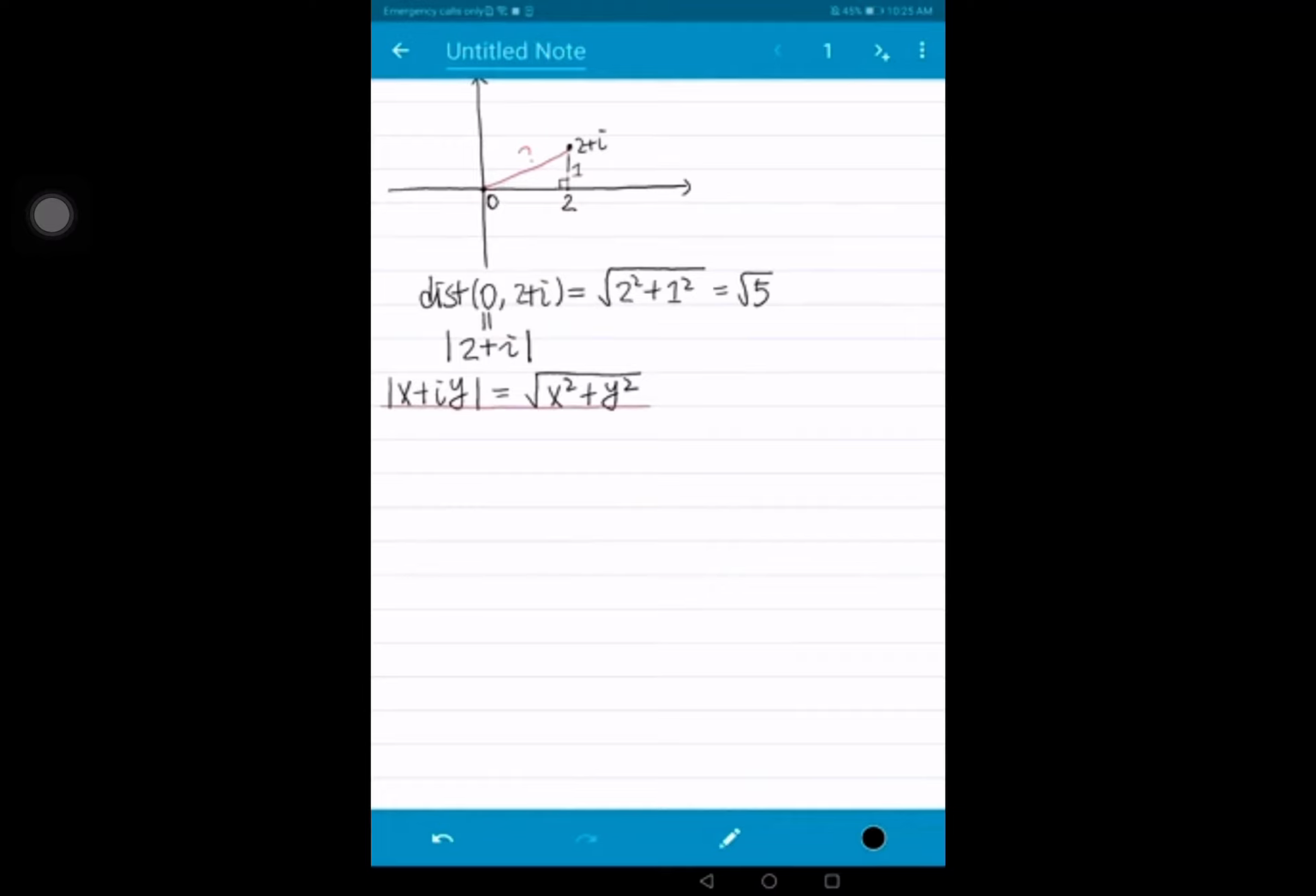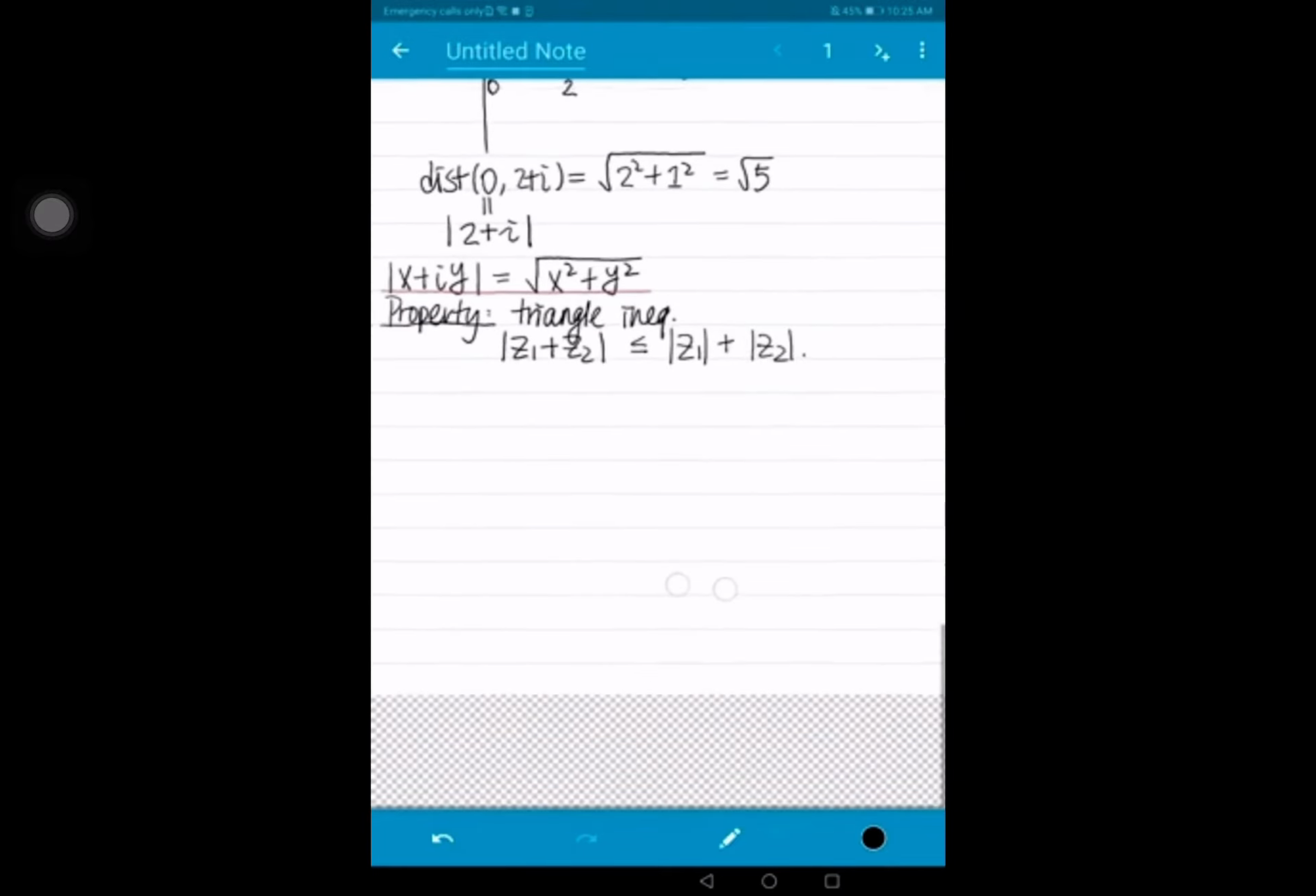Right, so what is the property for absolute value? Well, this is called the triangle inequality. I'll first write this down. So if you have z1 and z2 as two complex numbers, you can add them together. So z1 plus z2 is another complex number. You can take the absolute value of z1 plus z2, and you can also take the absolute value of z1 and the absolute value of z2, right? So the triangle inequality says the absolute value of their sum is smaller than or equal to the sum of their absolute values, right? So why is this true?